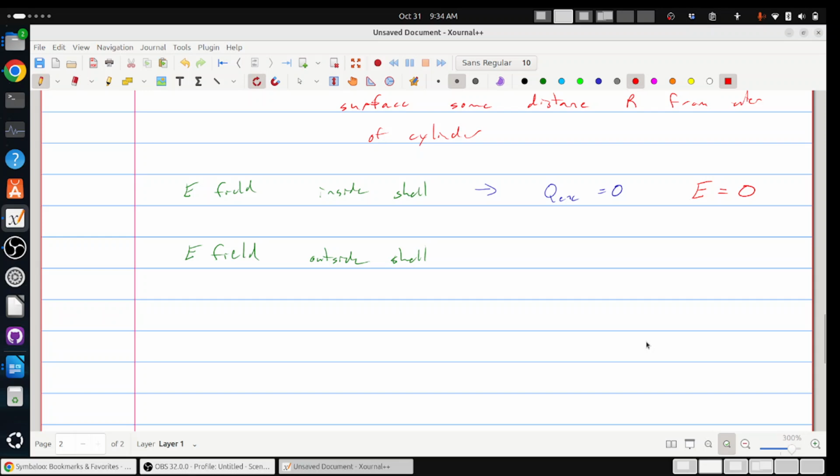So outside of the shell, we have to be a little bit more careful. We're still going to have the overall idea that you've got your Q enclosed over your epsilon naught, and then the area of the Gaussian, where now little r is the distance from the axis, and again big R is the shell's distance.